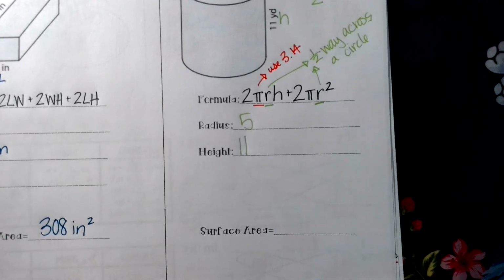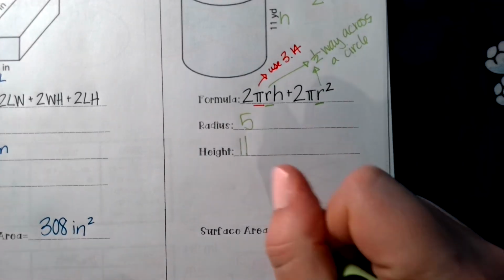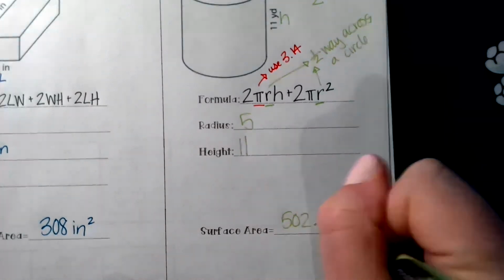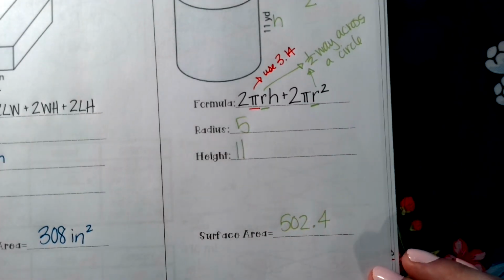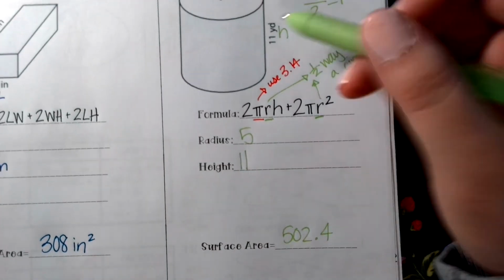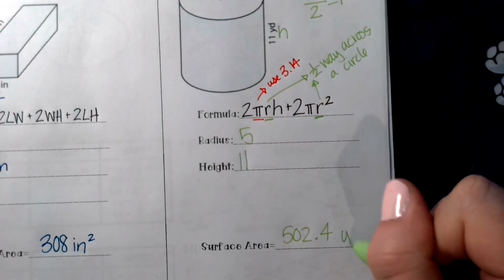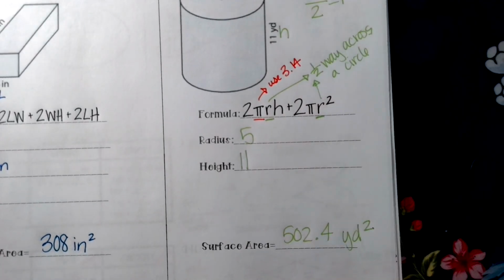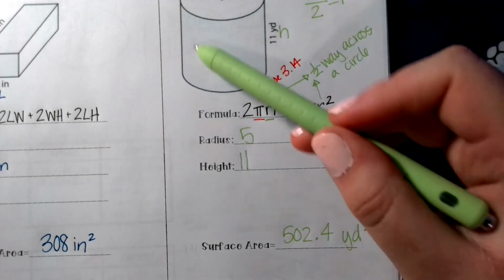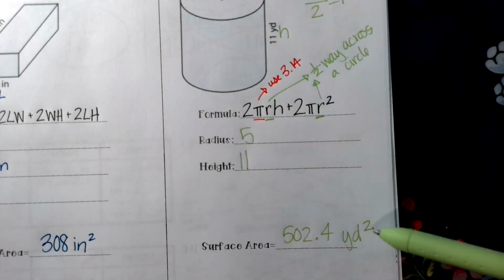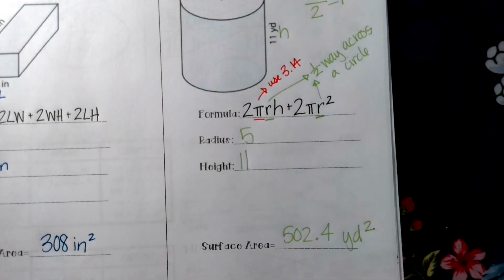As we found on the calculator, the surface area for this cylinder is going to be 502.4. What are the units? Yards squared. Again, it's area. How much stuff is on the outside? How many little squares could you fit on there? So our units need to be squared.